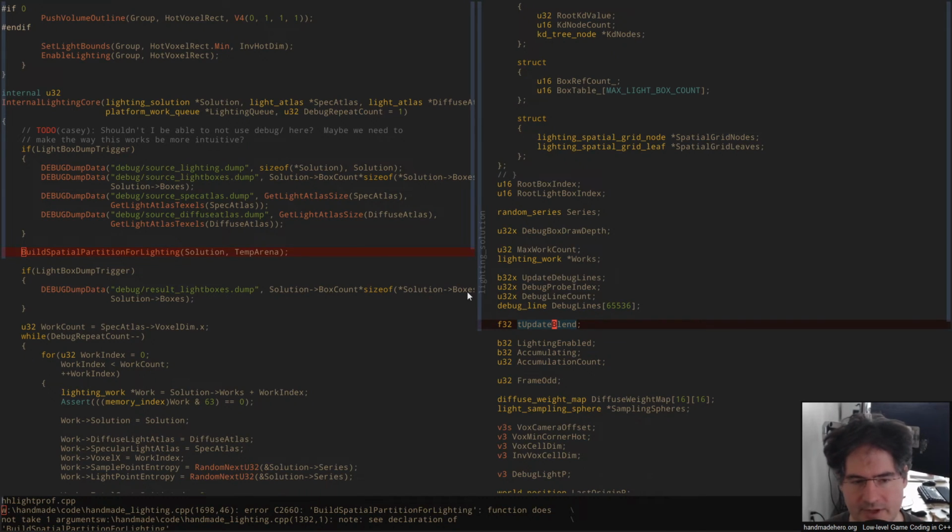So with that per frame arena, the other thing that we can do is change up a little bit about how the lighting stuff is actually working. And we can really streamline this down.